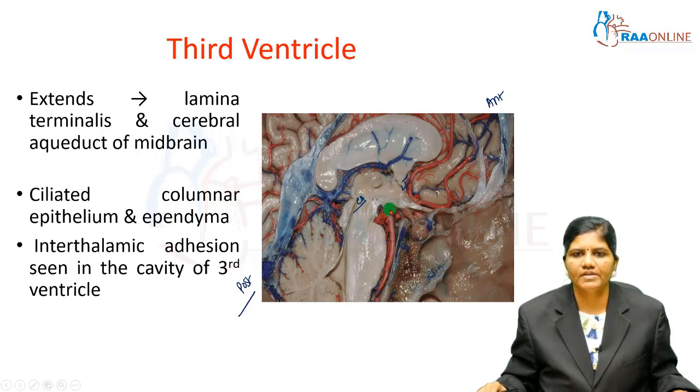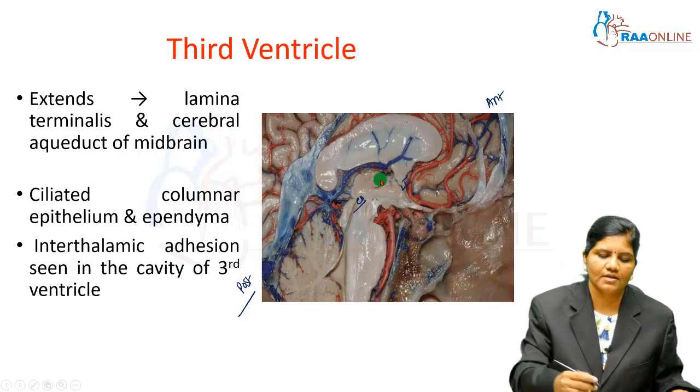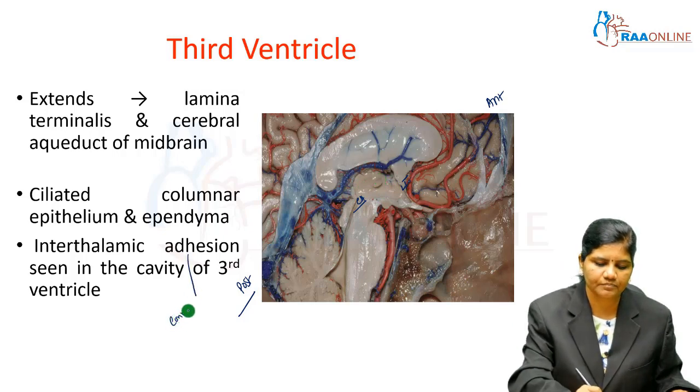In this ventricular cavity, we can appreciate this adhesion. This is known as the interthalamic adhesion, which runs within the cavity of the third ventricle and connects the two thalami. So the interthalamic adhesion connects the right and left thalamus.